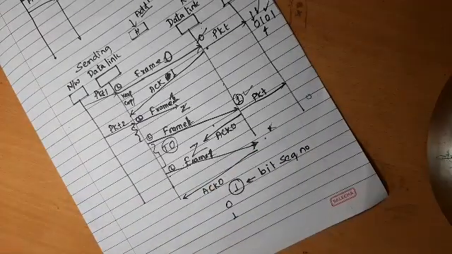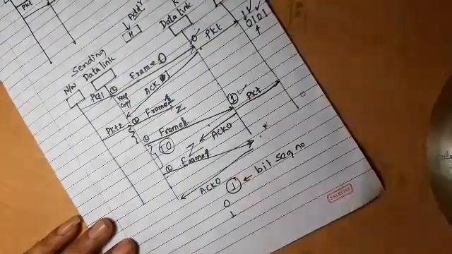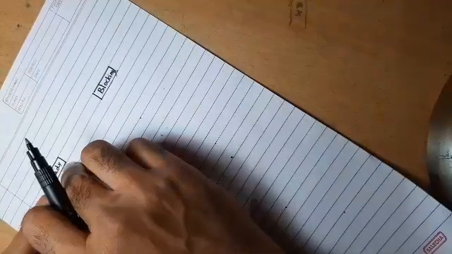Now we will try to draw an FSM for this particular protocol. We will start with the FSM of stop and wait. You see the initial state here is the ready state.